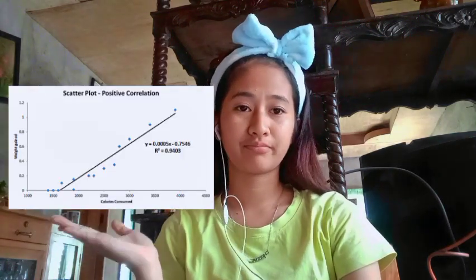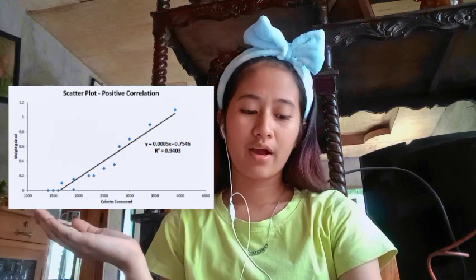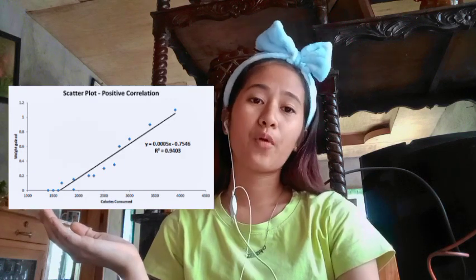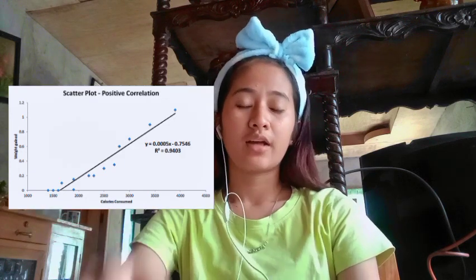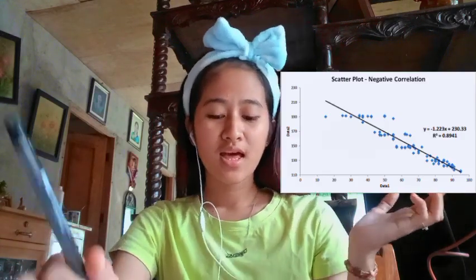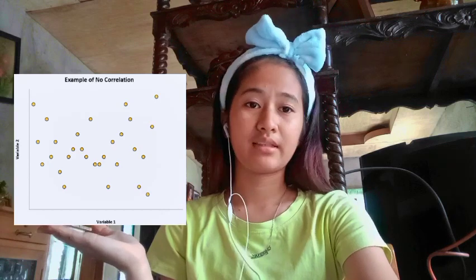This is an example of a positive correlation. It is represented by a line that goes upward from left to right. Another example of a scatter plot is the negative correlation, where the line goes downward from left to right. And lastly is no correlation, where two variables are not related at all. I hope you understand our previous lesson, which is the graphic representation of a correlation.